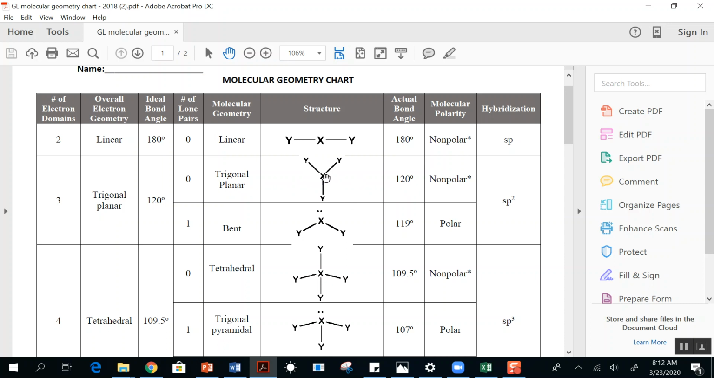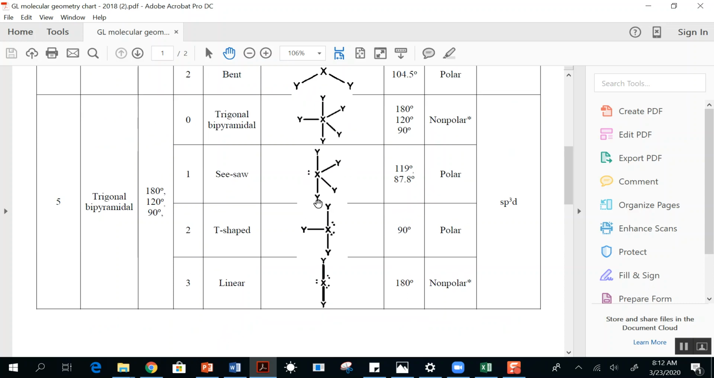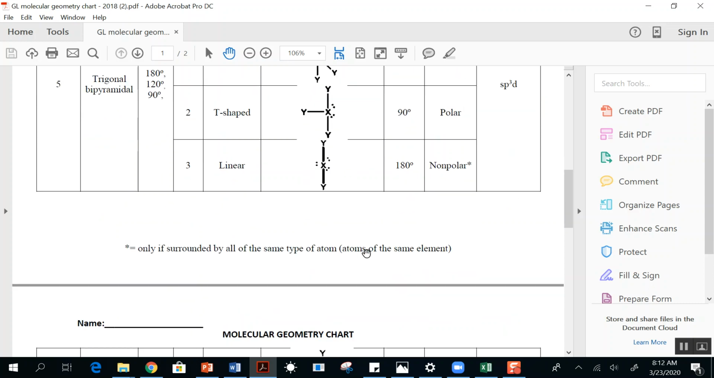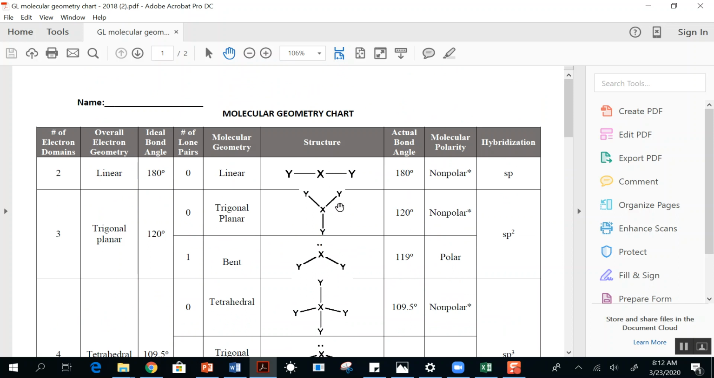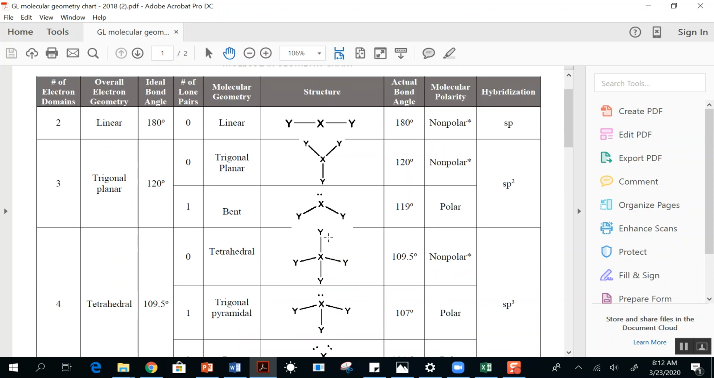I would see the bond angle, so between all these Y's they'd be spaced 120 degrees, which makes sense, it takes up a circle. And I can see that, which we'll learn in the next lesson, these structures are typically going to be nonpolar as long as all the atoms on the outside are the same, so all these are Y and not something different.